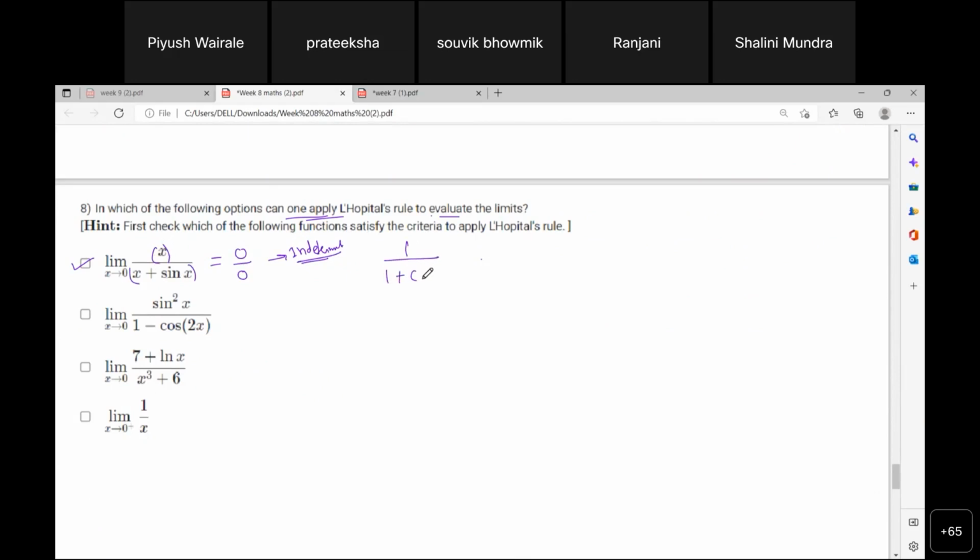1 plus cos of x. Then you apply the limit x tends to 0. So now what will I get? That is 1 upon 1 plus cos of 0, and cos of 0 is 1, so the answer is 1 by 2.